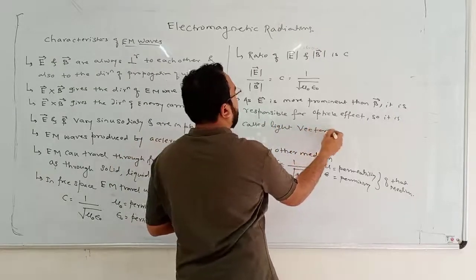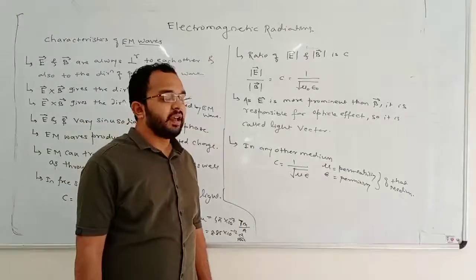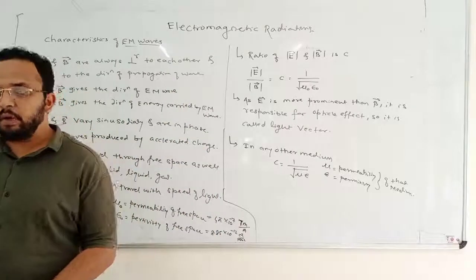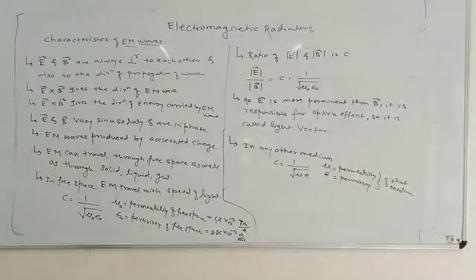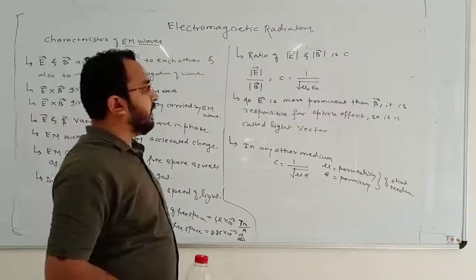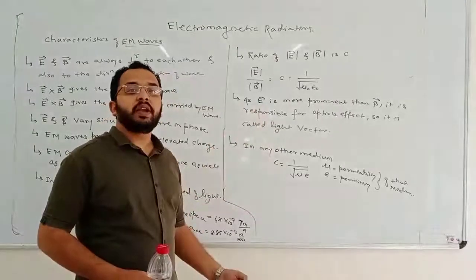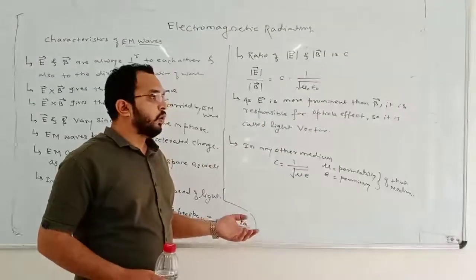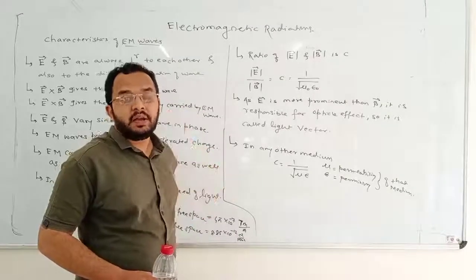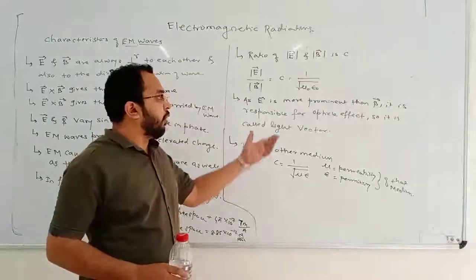Now see, electric field is more prominent than the magnetic field, because when there is a current, then only there will be the magnetic field. When there is a flow of charges, then there will be the current, and if the current is there, then there will be the magnetic field. But for electric field, no need of flow of charge, no need of flow of current. Even though the charge is stationary, there is an electric field. So electric field is a prominent thing.